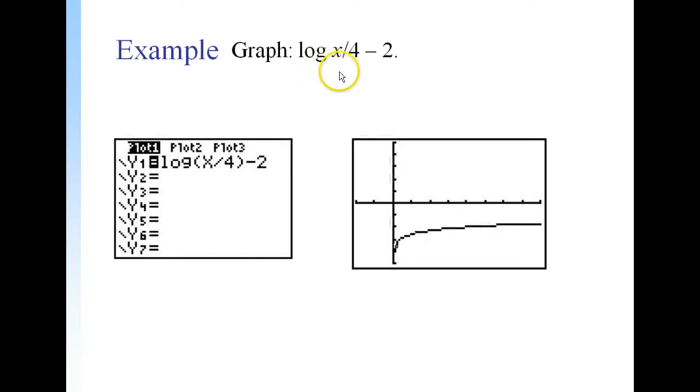If you were to graph this using your graphing calculators, this is what this would look like. Now notice here this is x over 4, and then minus 2 kind of helps that your y-intercept, if there is something like that here, is going to be in the negative area.